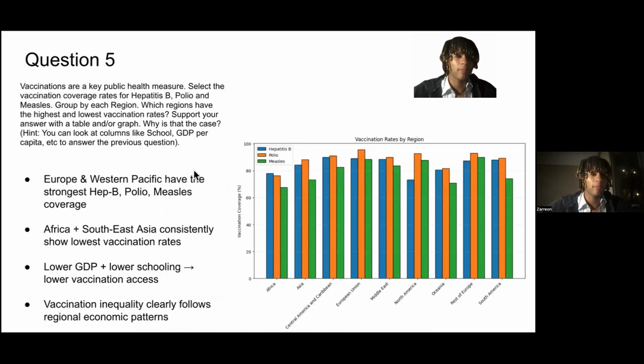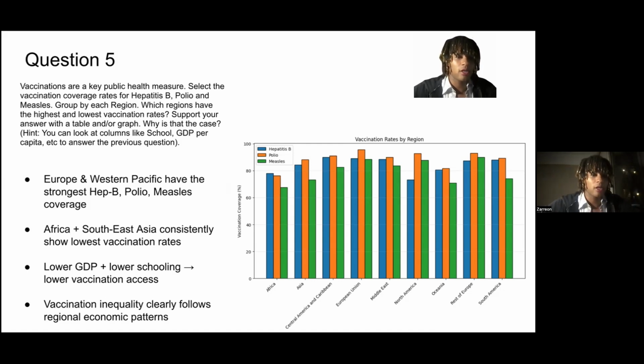For question five, I analyzed vaccination coverage for hepatitis B, polio, and measles across different regions. I grouped the data by region and calculated the average vaccination rate for each vaccine. Then I created a grouped chart to compare regions side by side.